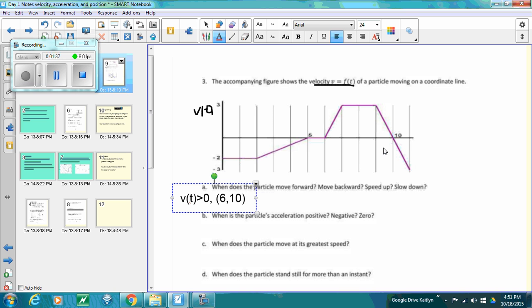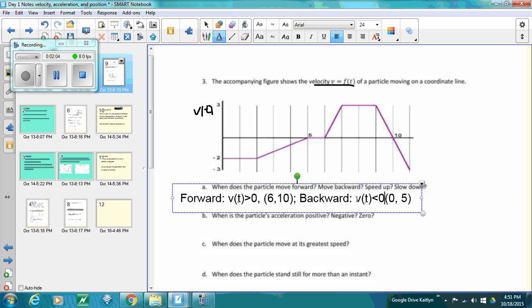Then for backward, we're going to look at when the velocity is negative, because then the particle is moving backwards. Looking at our t values, or technically x values, it would be starting at time 0 until we get to 5. And this is when v of t is less than 0.